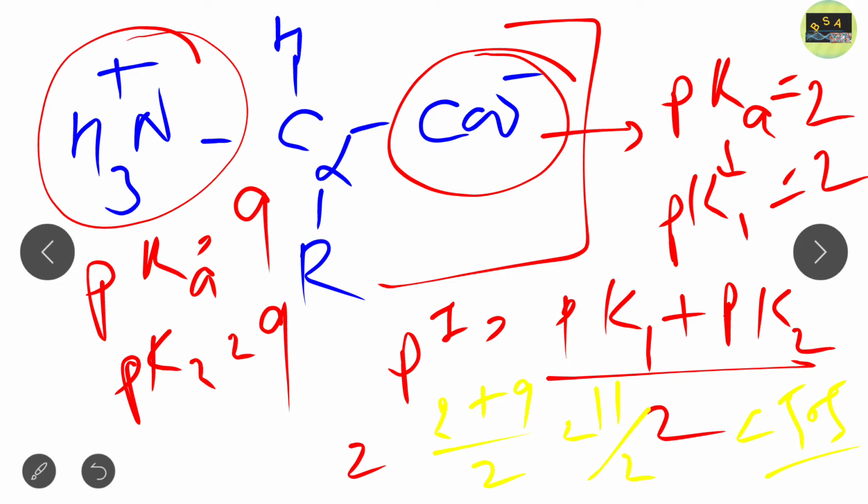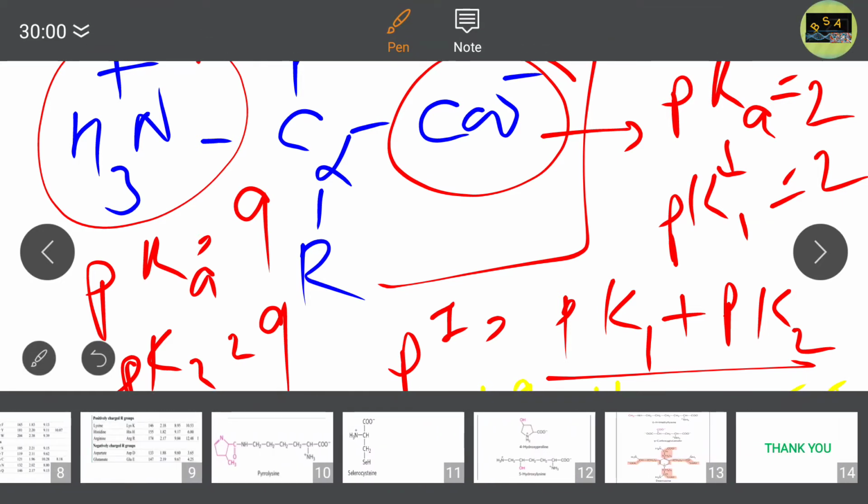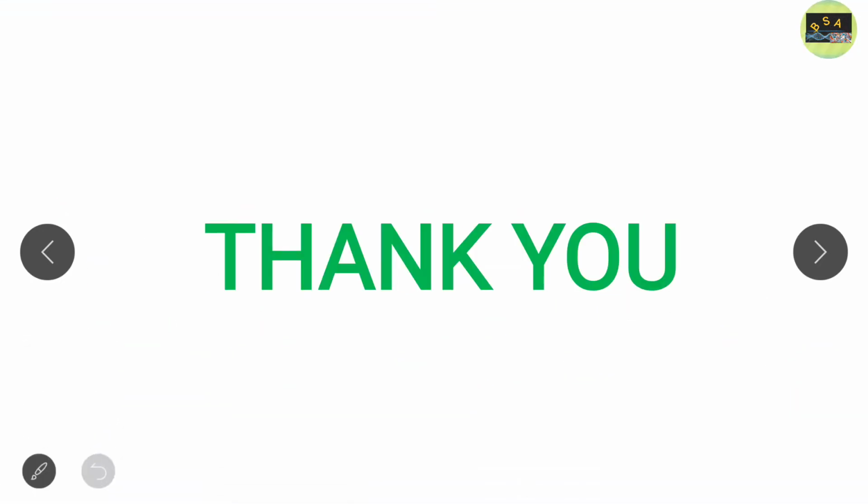So this is the basic idea about the isoelectric point. What we have learned in this lecture: we learned the definition of the isoelectric point. We learned what happens when we put a Zwitterion compound at very low pH and at very high pH. And we also learned a general formula for the isoelectric point. So that's all for today's lecture.